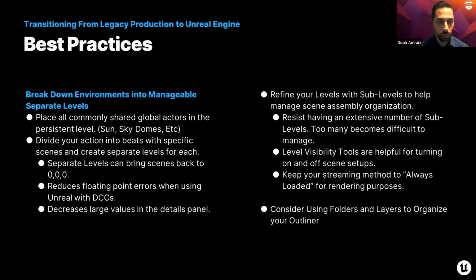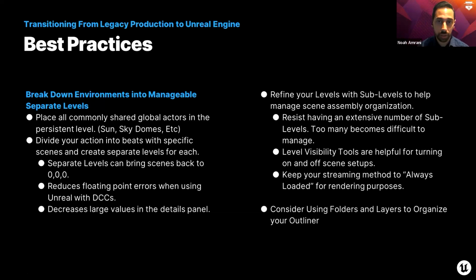And then we should be breaking down environments into manageable separate levels. Like that sub-level aspect we talked about, you can place all commonly shared things, global actors, into that persistent level, things like a sun or sky dome, certain lights that might always exist. But you could also place those into their own separate level, depending on if you want a light setup for that. You also want to divide your action into beats with specific scenes and create separate levels for each of those.